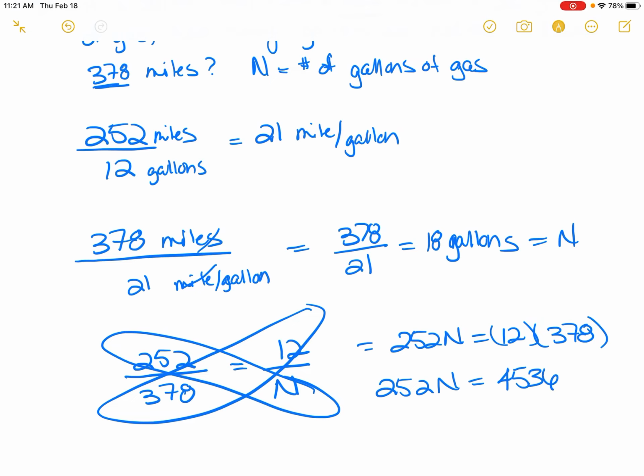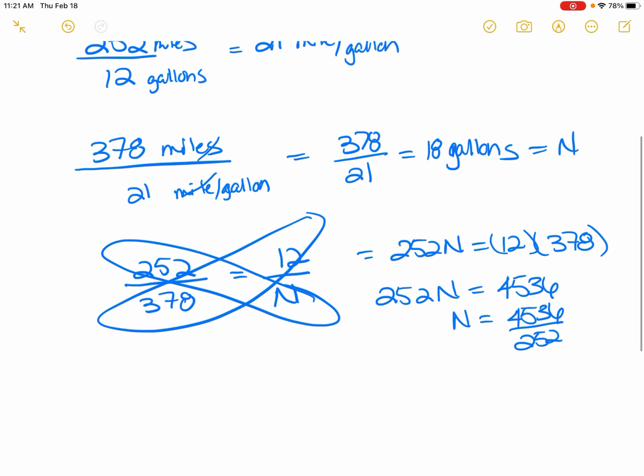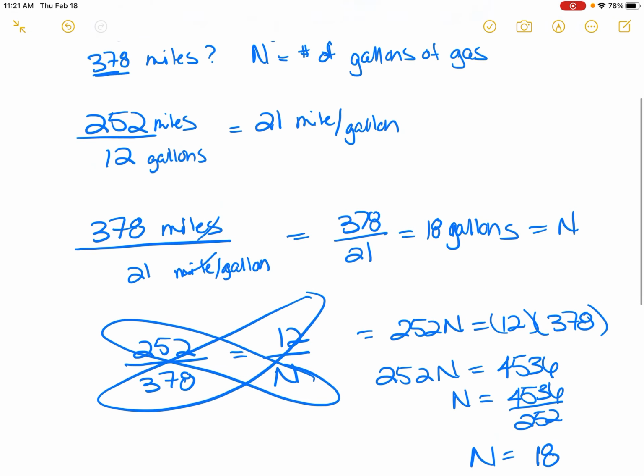And 252n would be equal to, I think this is 4,536. We use our calculators for that. And then in solving, right? So I isolated. Now I'm solving, and n would be equal to 4,536 divided by 252. And then n would be equal to 18.